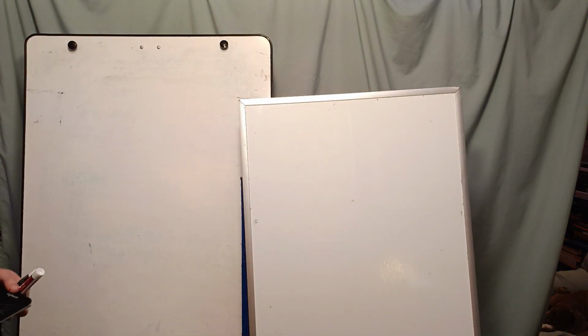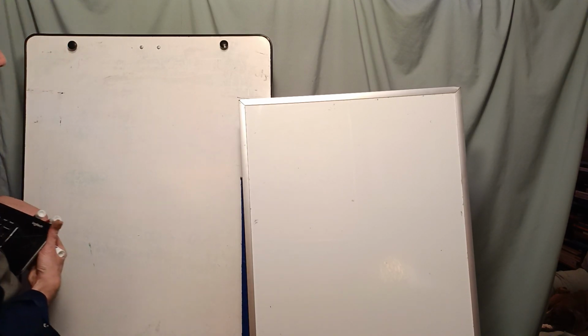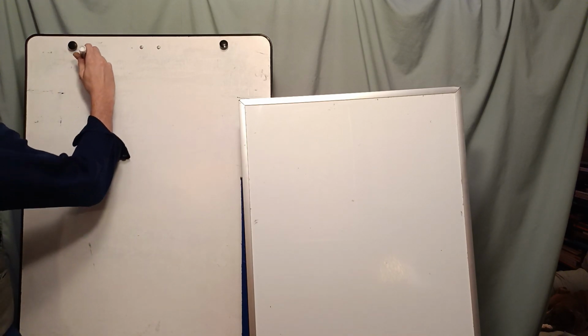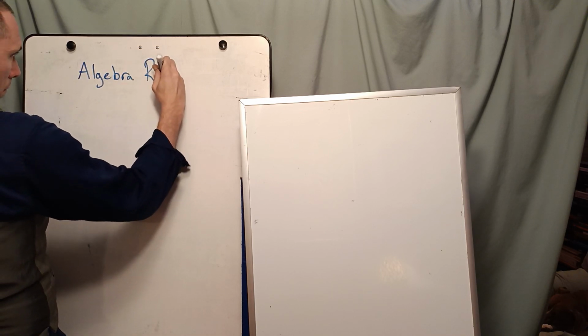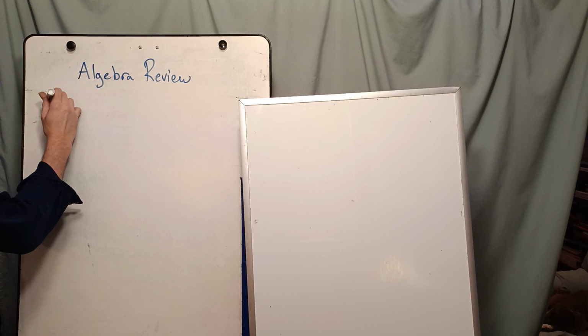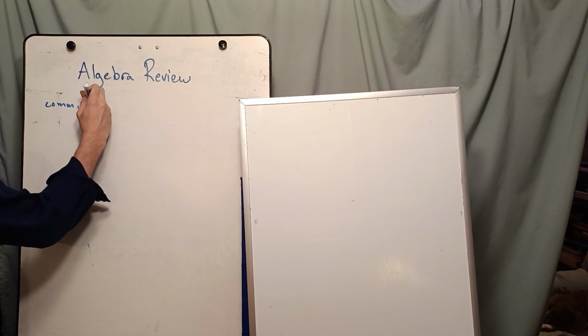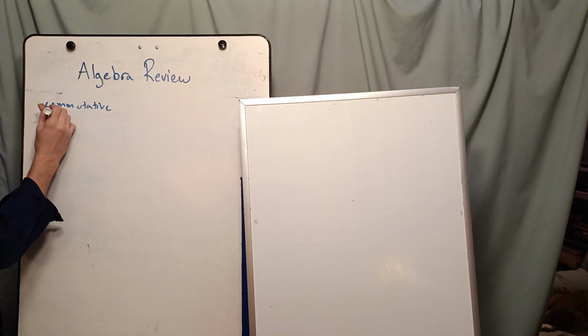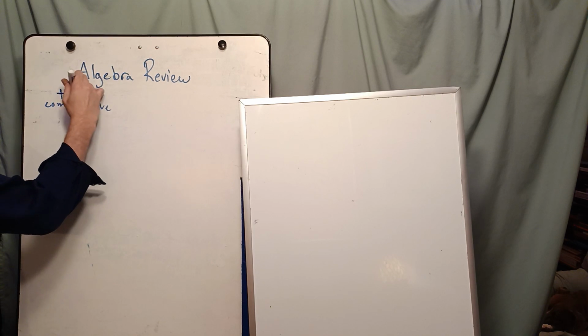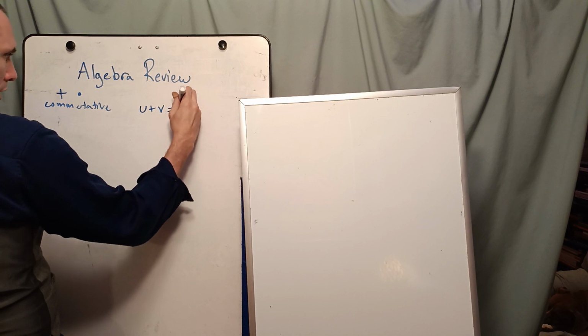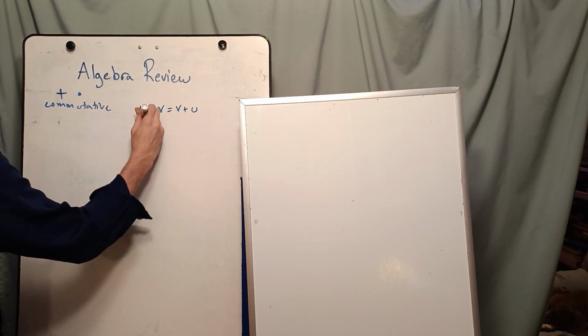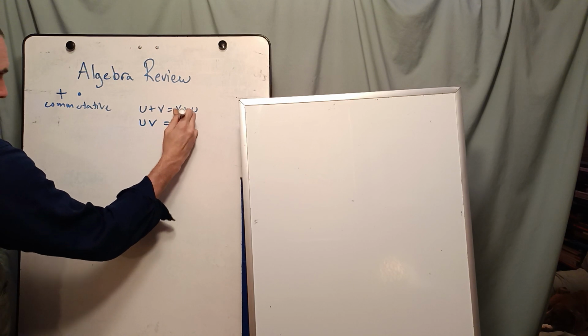Another thing I'd like to look at just briefly is a review of some of the properties of a number from algebra. So, for example, what does it mean to be commutative? Commutative, in the case of, say, addition or multiplication, meant that u plus v was equal to v plus u, or that u times v was equal to v times u.